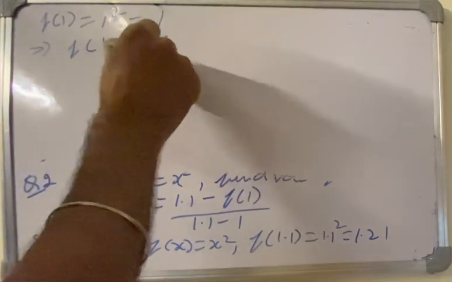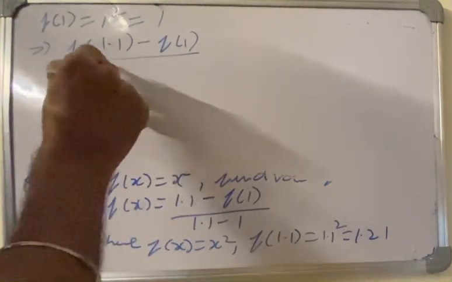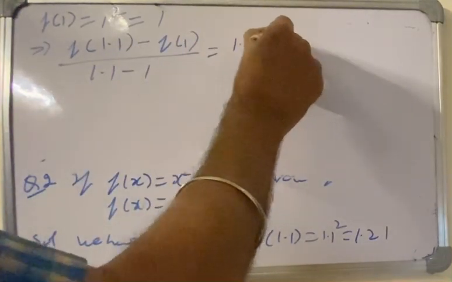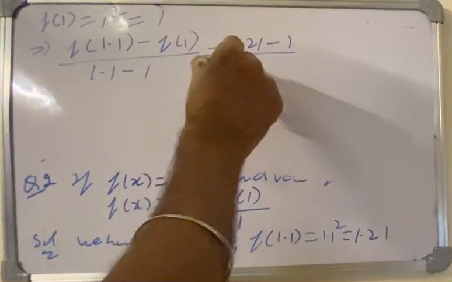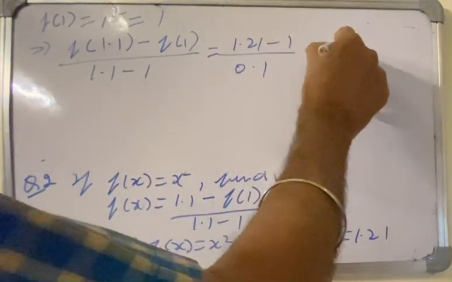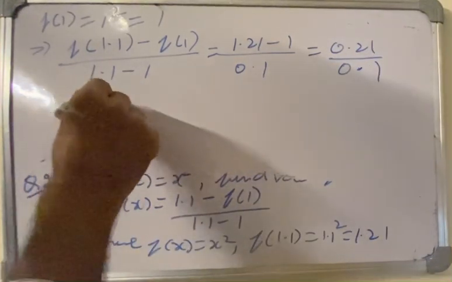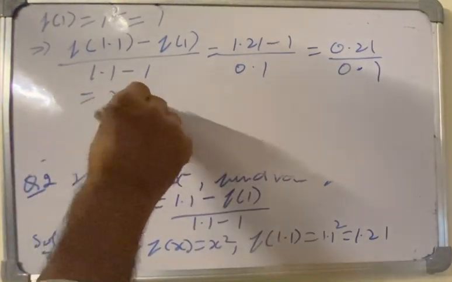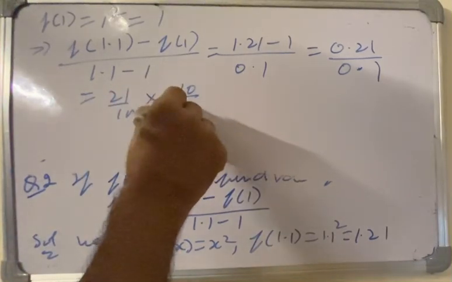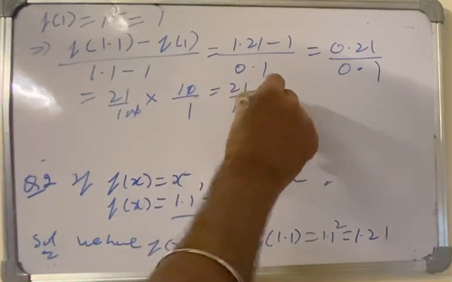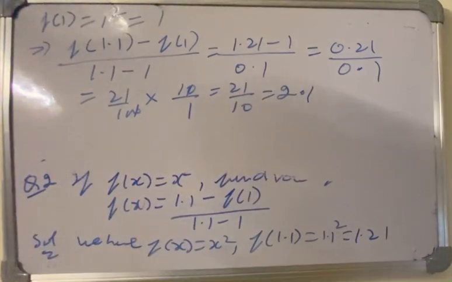(f(1.1) minus f(1)) over (1.1 minus 1) is equal to (1.21 minus 1) over 0.1. This is 0.21 over 0.1. 21 by 100 into 10 over 1. So this is 21 over 10, that is 2.1. Then we take the next question.